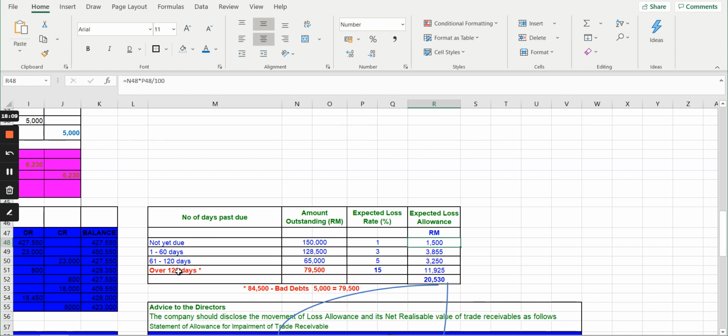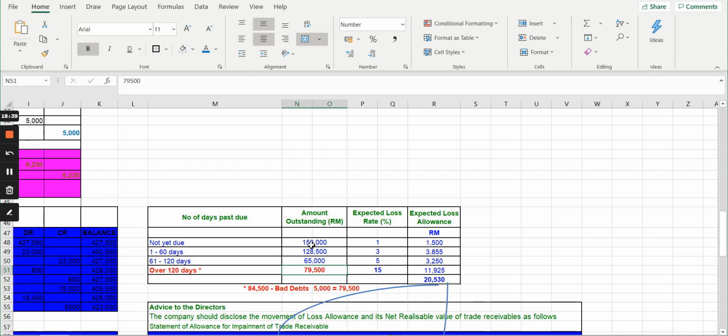So you can see that one row that I put 79,500. Remember earlier the question told you that it was 84,500, right? But because there was a bad debt from CC that we have already written off, this has to be updated to be 79,500. So we have taken out the bad debts of 5,000 from CC here. So what you show here is after the bad debt being excluded from the amount outstanding.